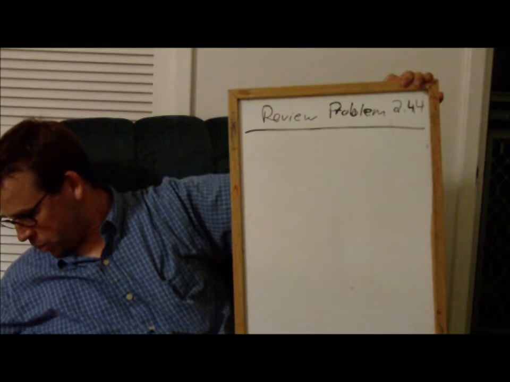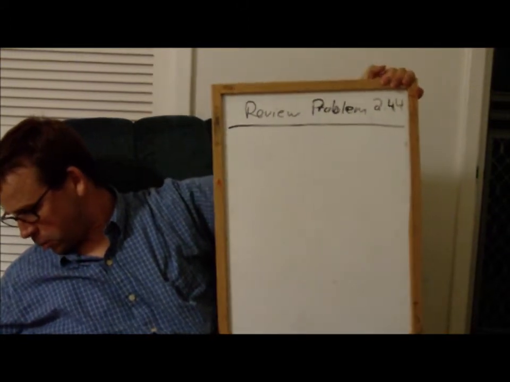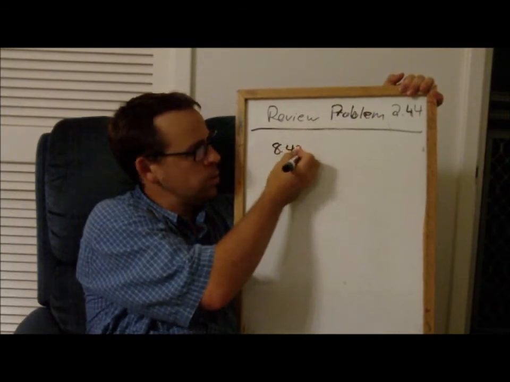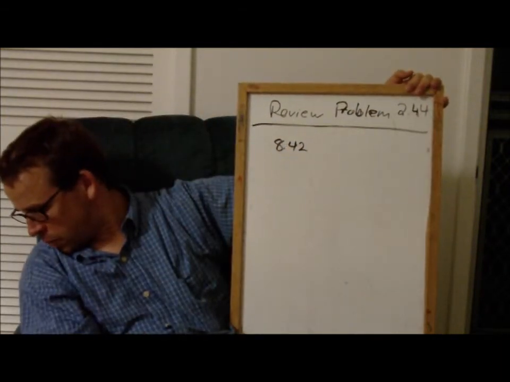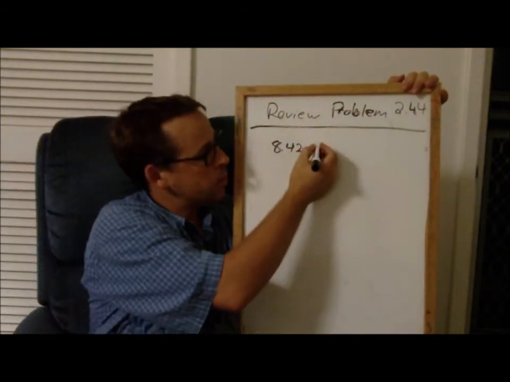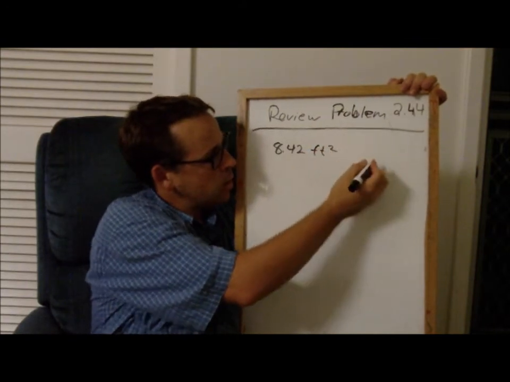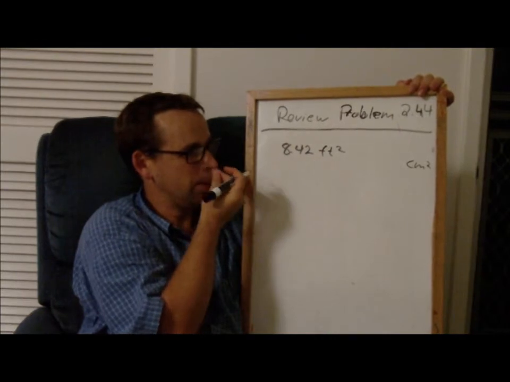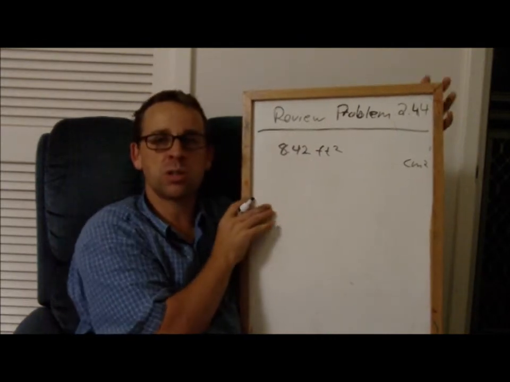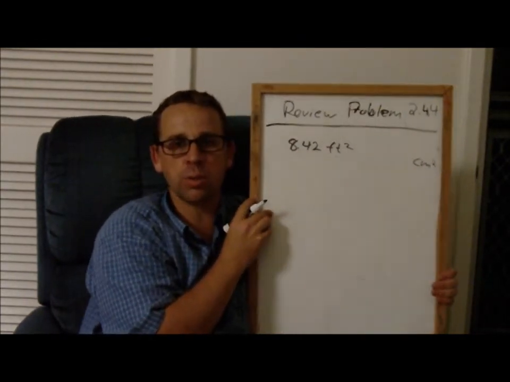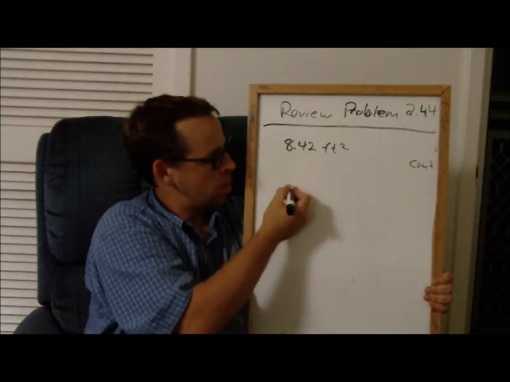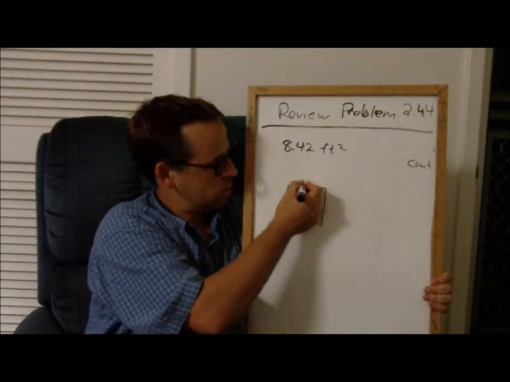Perform the following conversions: 8.42 feet squared to centimeters squared. Again, that's feet squared to centimeters squared. Feet squared, and we want to go to centimeters squared. Alright? Well, the most logical way for me to approach these types of problems is, again, to draw myself a square.